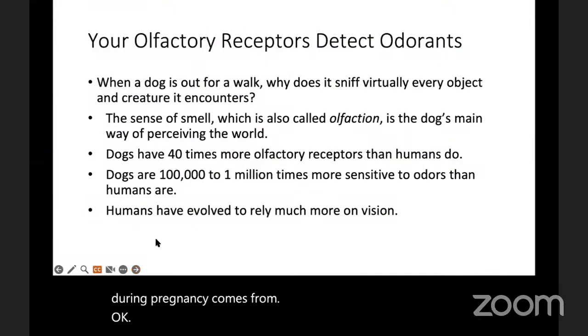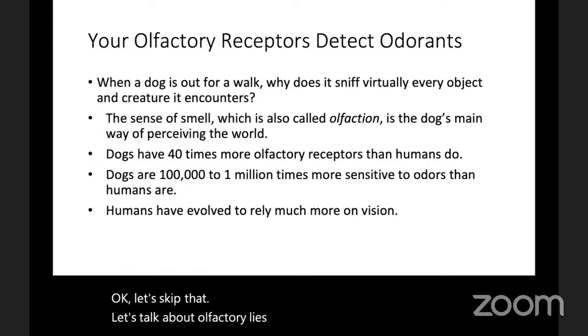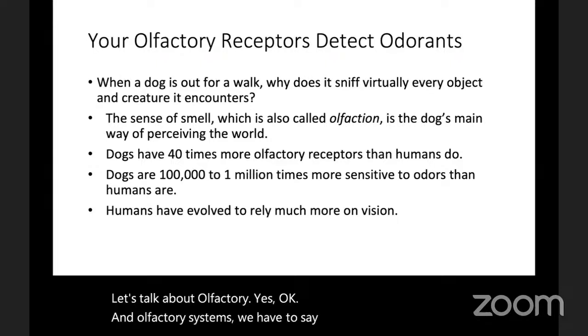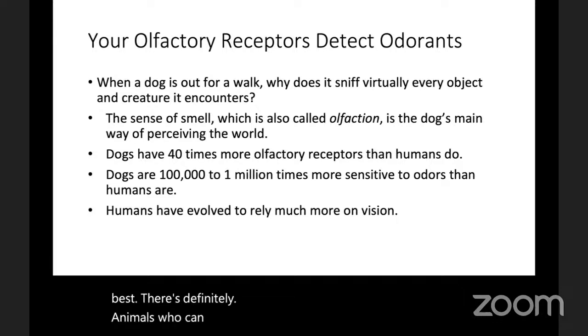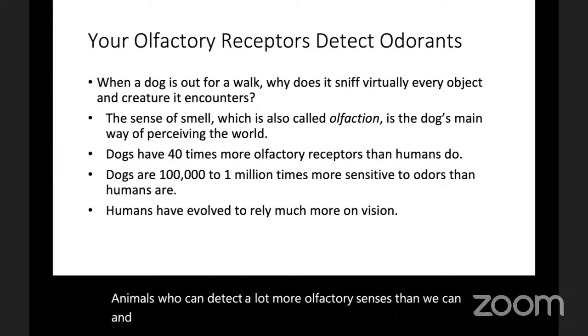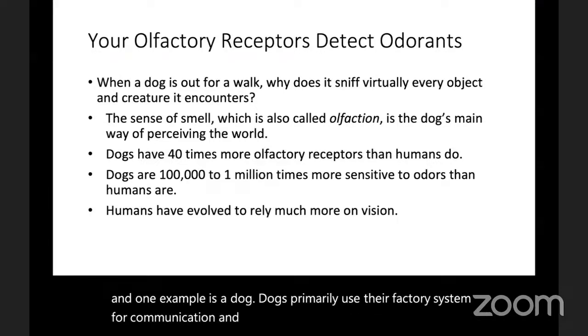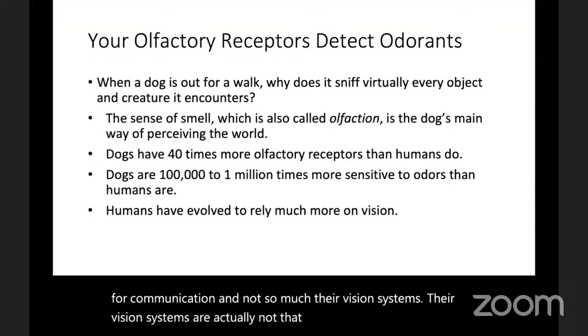Now let's talk about olfactory. And olfactory systems, we have to say we don't have one of the best. There are definitely animals who can detect a lot more olfactory senses than we can. One example is a dog. Dogs primarily use their olfactory system for communication and not so much their vision systems. Their vision systems are actually not that adaptable.